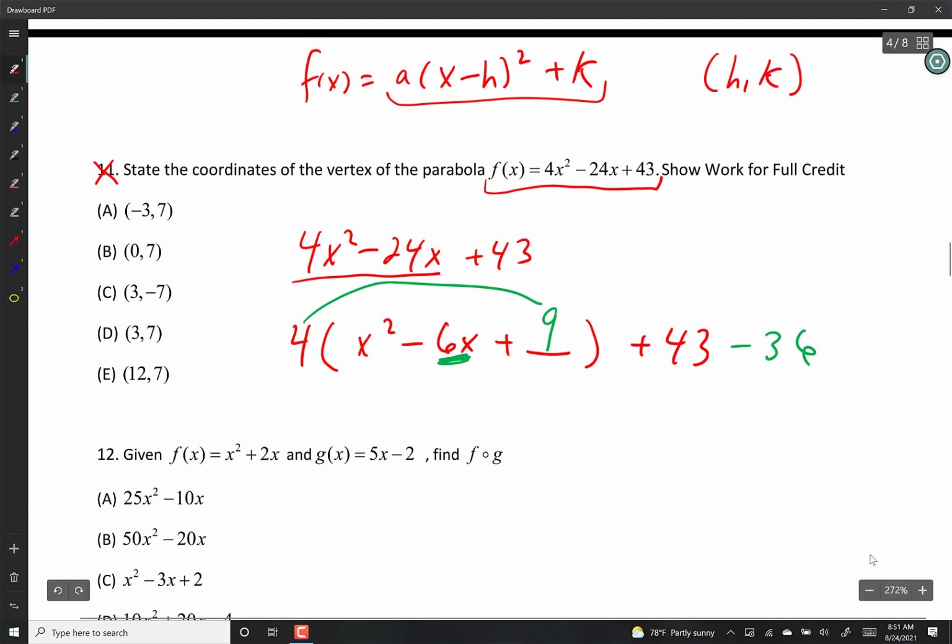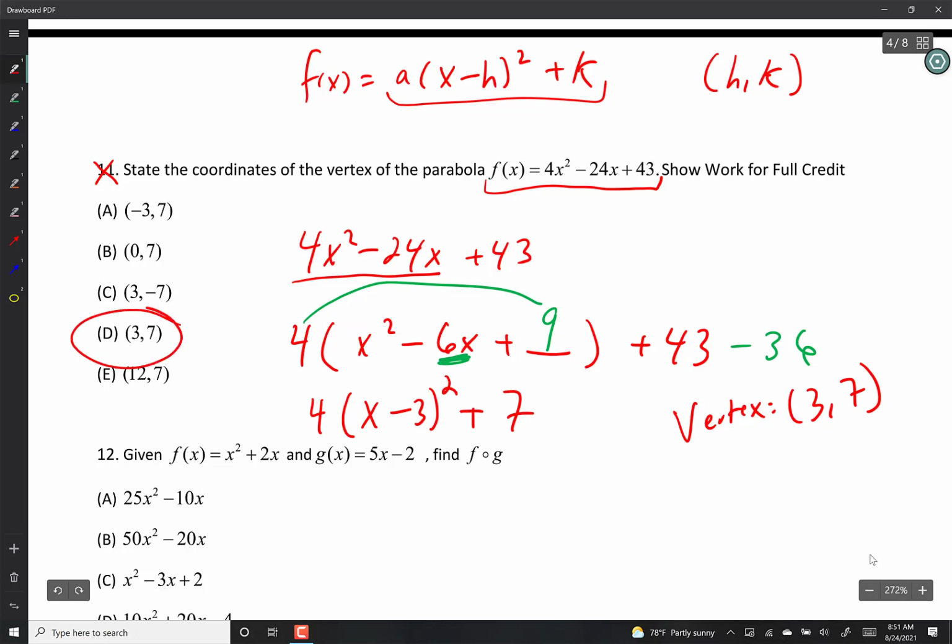And now, here's what I have. 4 times, this trinomial reduces to x minus 3, squared, plus the difference between 43 and 36, which is 7. So where's my vertex located? 3, 7. And in case you need to know what that method is called, it's called completing the square. If you want to Google it later on tonight.